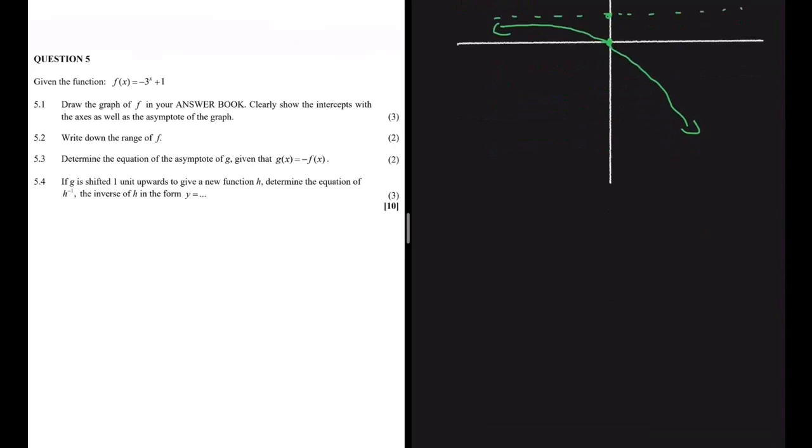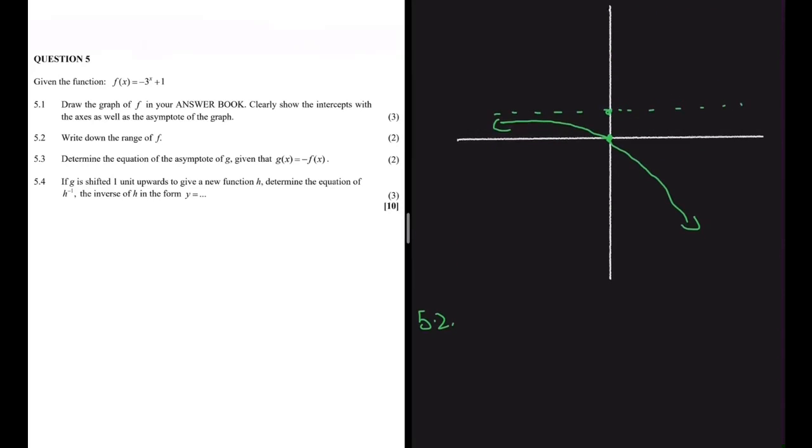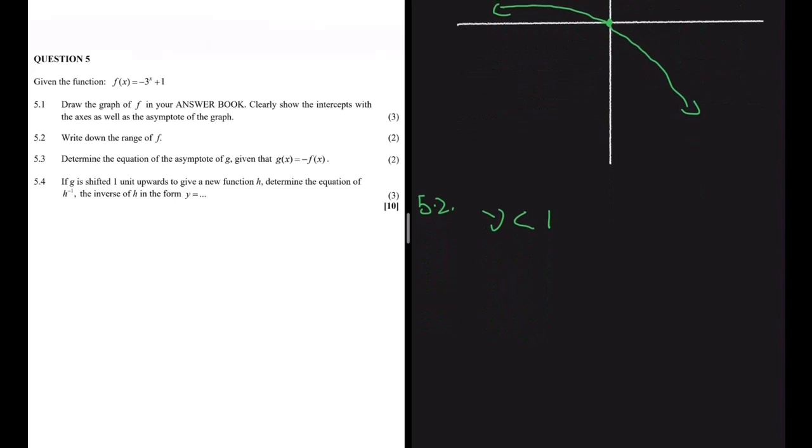And now moving forward to 5.2. 5.2 is saying let's write down the range of f. We can see that f of x will never be greater than 1, right? So we're going to say that the range, or the y values, will always be less than 1, right? Yeah, because of the asymptote that is restricting us there.